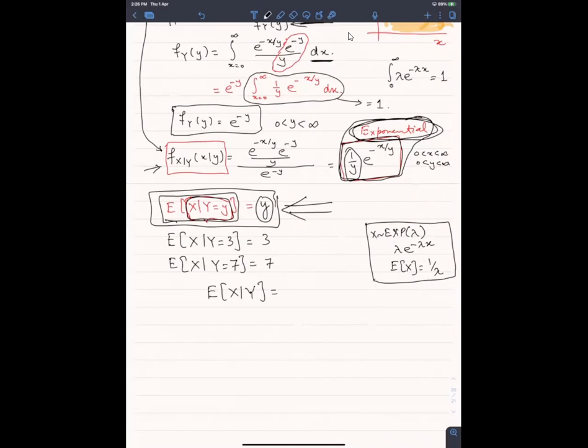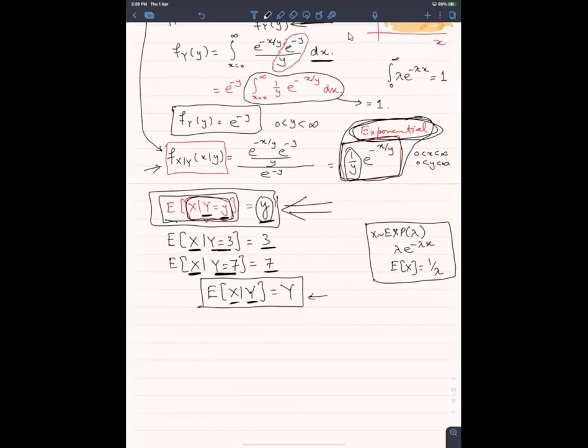Answers in the chat window. Expected value of x. No. So if capital Y takes a value small y, then expected value of x is small y. If capital Y takes a value 3, then the conditional expected value of x is 3. If the capital Y takes the value 7, then the expected value of x is 7. If the capital Y takes the value capital Y, then what would be the expected value of x given capital Y? This would be capital Y.